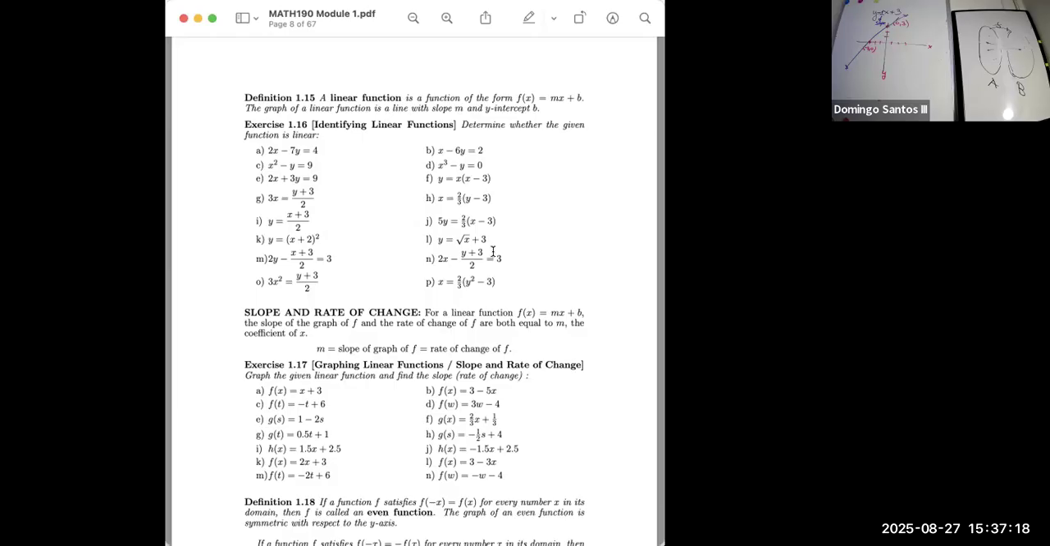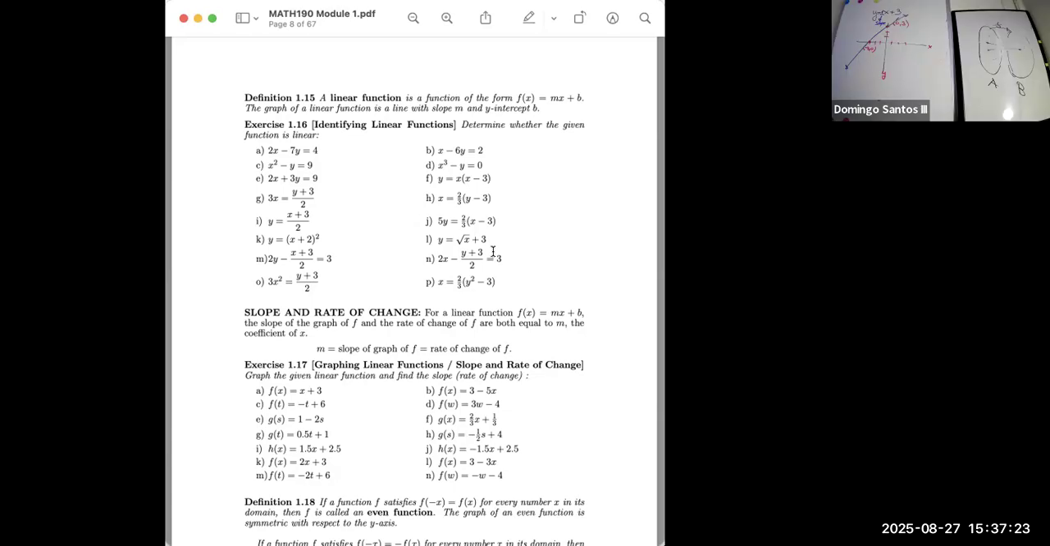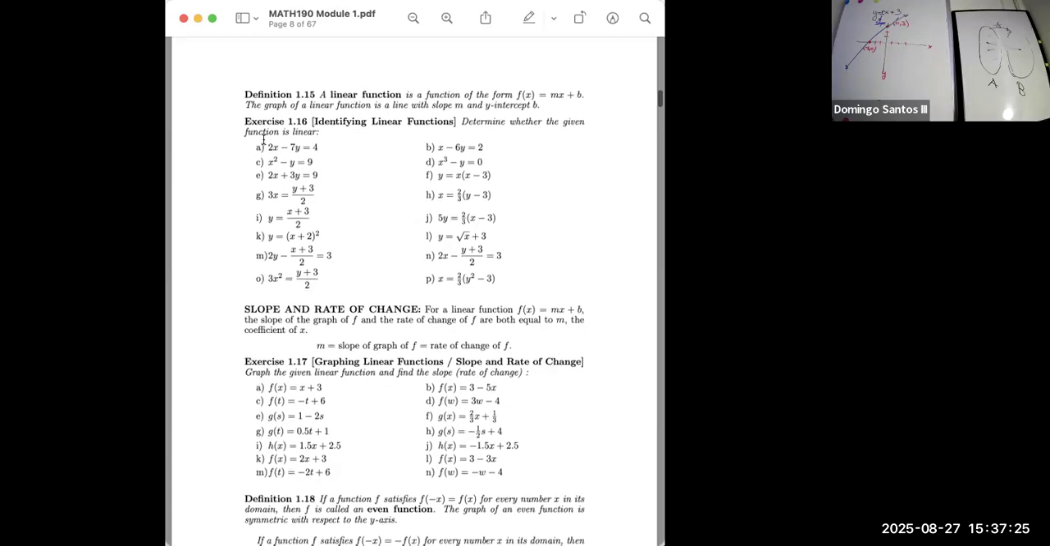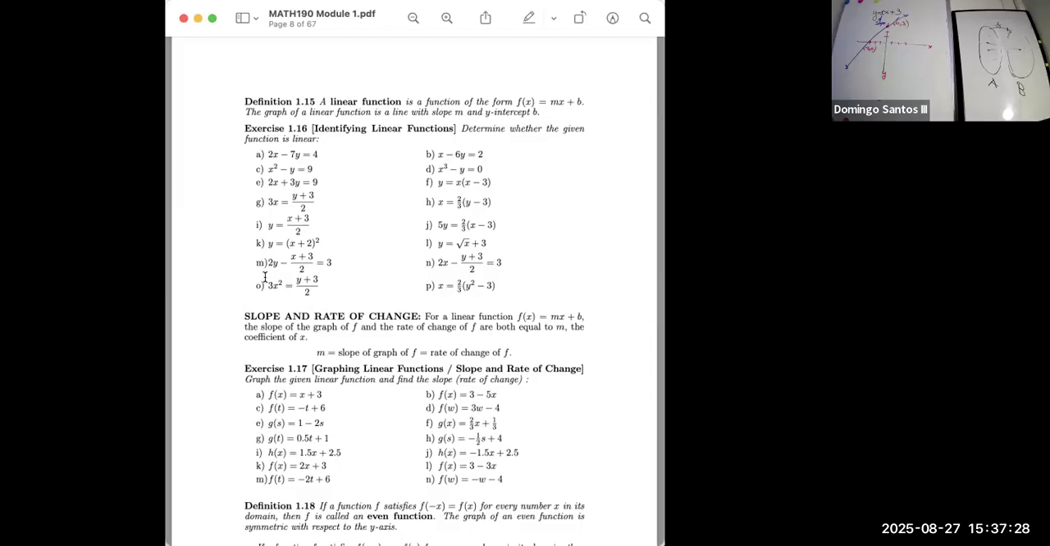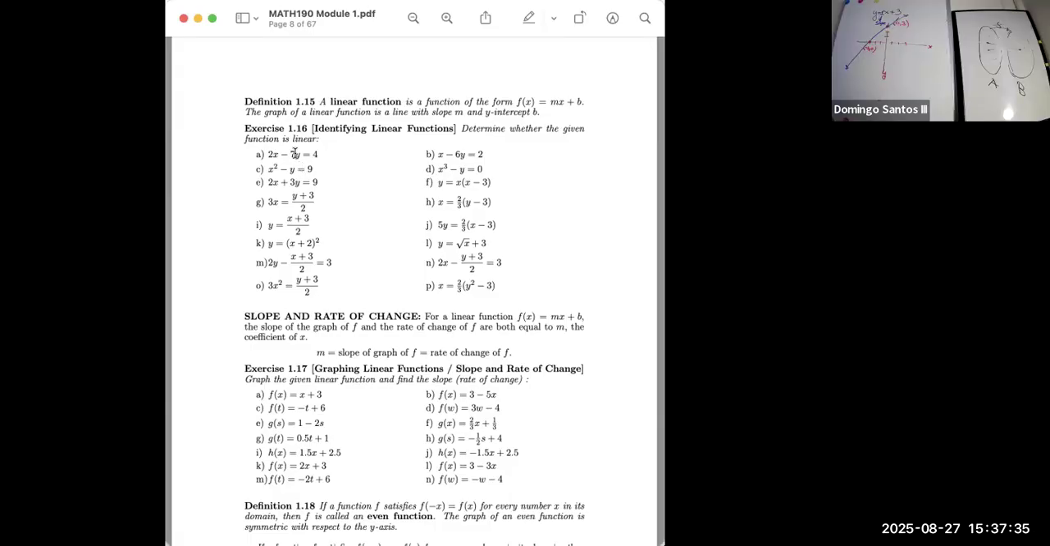1.16. Can you read the question, please? Determine whether the given function is linear. Okie dokie. Let's do A up to O this side. Just tell me yes or no. Is it a line or not? Letter A. Yes, it is, because the thing here is look at the exponents of x and y. If they're both 1, or 0 if it's a constant function, or just a vertical line, then it's a line, right?